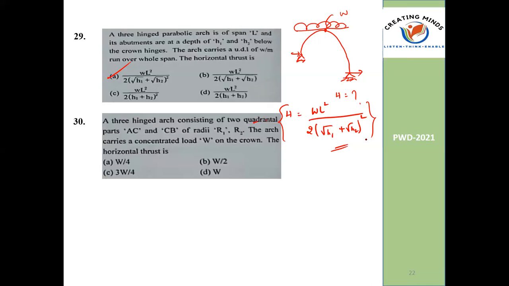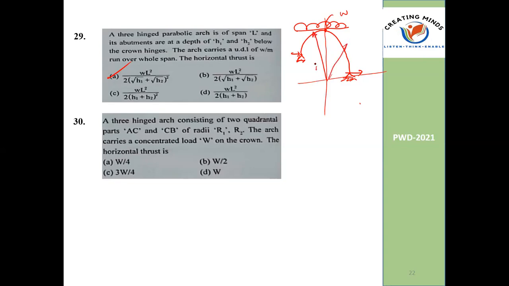Yes. For this, any answers? A three-hinged arch consisting of two quadrantal parts, AC and CB, with radii R1 and R2. This is also at different levels. The arches are at different levels. One may have radius R1 and the other radius R2. Concentrated load: here instead of UDL, W is acting on the crown. See, there are two standard cases. One is UDL, one is point load. Try to remember both. What is the H value? Any idea?